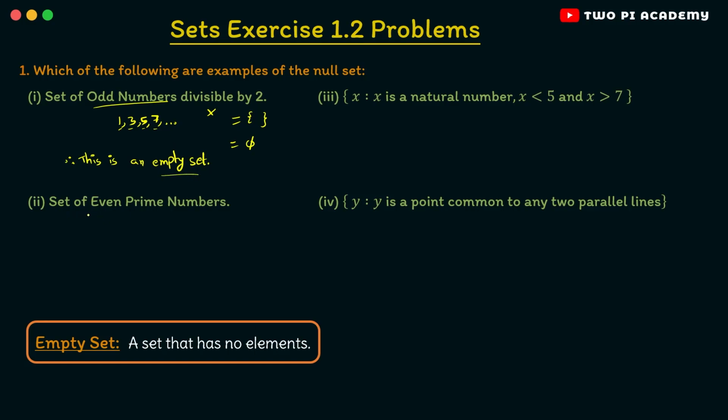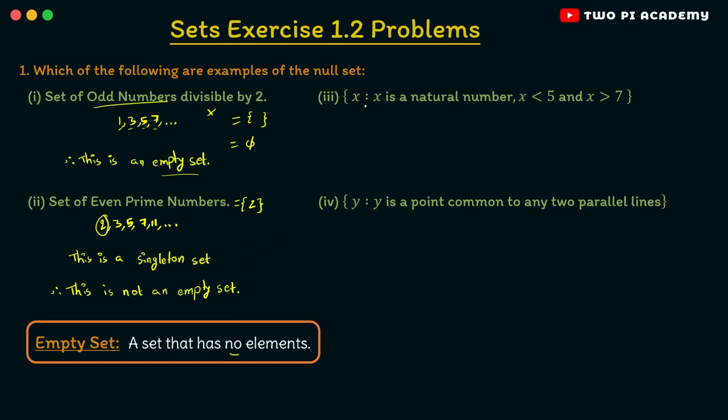Now the second one, the set of even prime numbers. So you all know prime numbers, right? They are 2, 3, 5, 7, 11 and so on. Now out of these, the only even prime number is 2. So the set of even prime numbers has a single element, that is 2. Now an empty set has no elements, right? But this one has a single element. So this is called a singleton set. So clearly this is not an empty set. So this is it. Now the third problem.